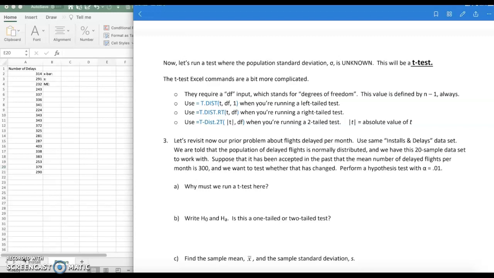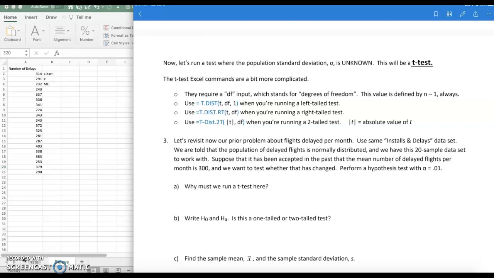You will use equals t.dist if you're running a left-tailed test. When you input there, you have to put in your t-value, degrees of freedom, and a 1. If you're running a right-tailed test, you will use equals t.dist.rt for right-tailed. That only requires the t and the degrees of freedom. And if you are running a two-tailed test, you're going to use t.dist.